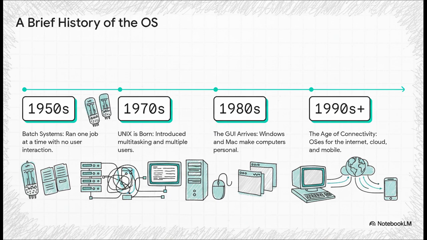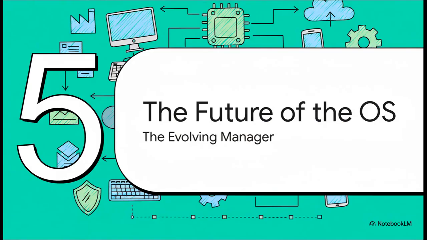Then, the 70s brought us the legendary Unix, which introduced the wild idea that a computer could handle multiple users and multiple tasks. But the real game changer? That came in the 80s, with the graphical user interface, the GUI, from Apple and Microsoft. All of a sudden, with icons and a mouse, anyone could use a computer. From that point on, the story has been all about connection, to the internet, to the cloud, and to each other. So what's next? What does the future hold for our master manager?